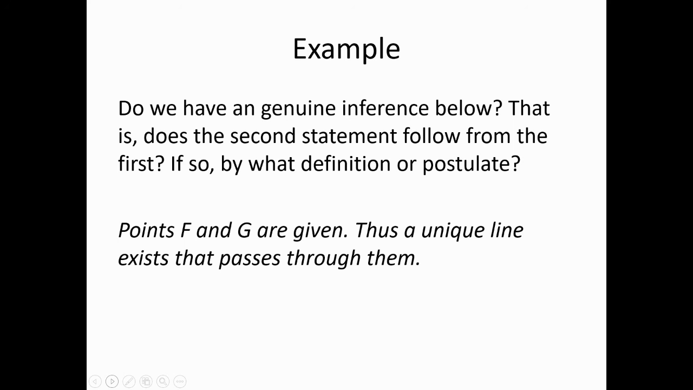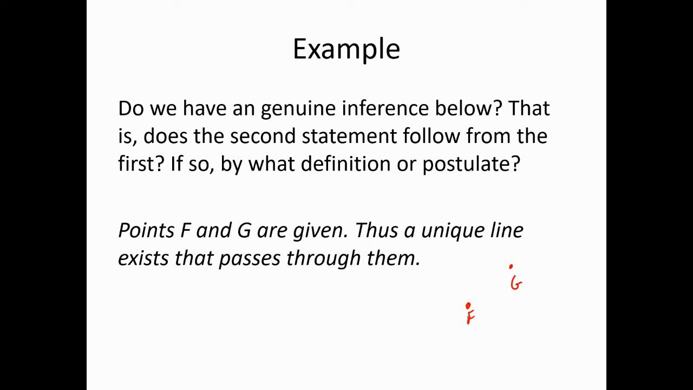We need examples. So points F and G are given. Tell you what, I'll draw a diagram. Points F and G are given. Thus, a unique line exists that passes through them. Okay, so what we want to know is, if we are given that first statement, will the second statement, that a unique line exists that passes through them, follow? Will it also be true? And the answer is yes. That second statement after the thus does follow from the first before the thus.